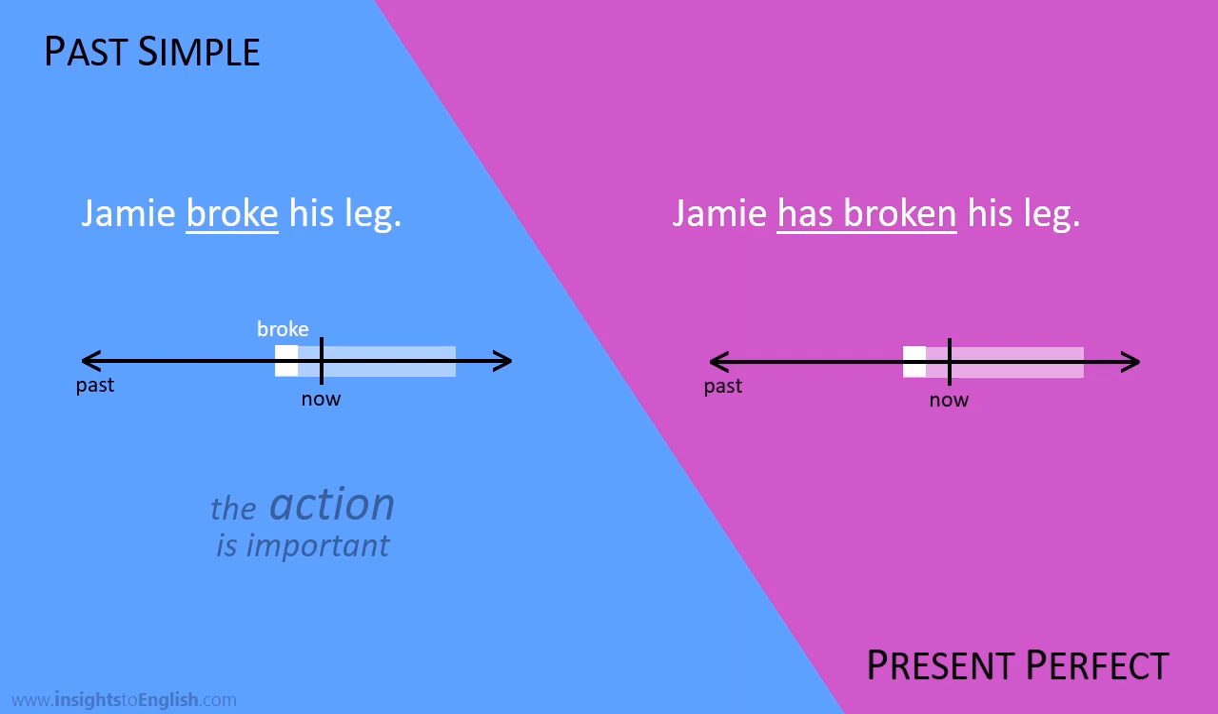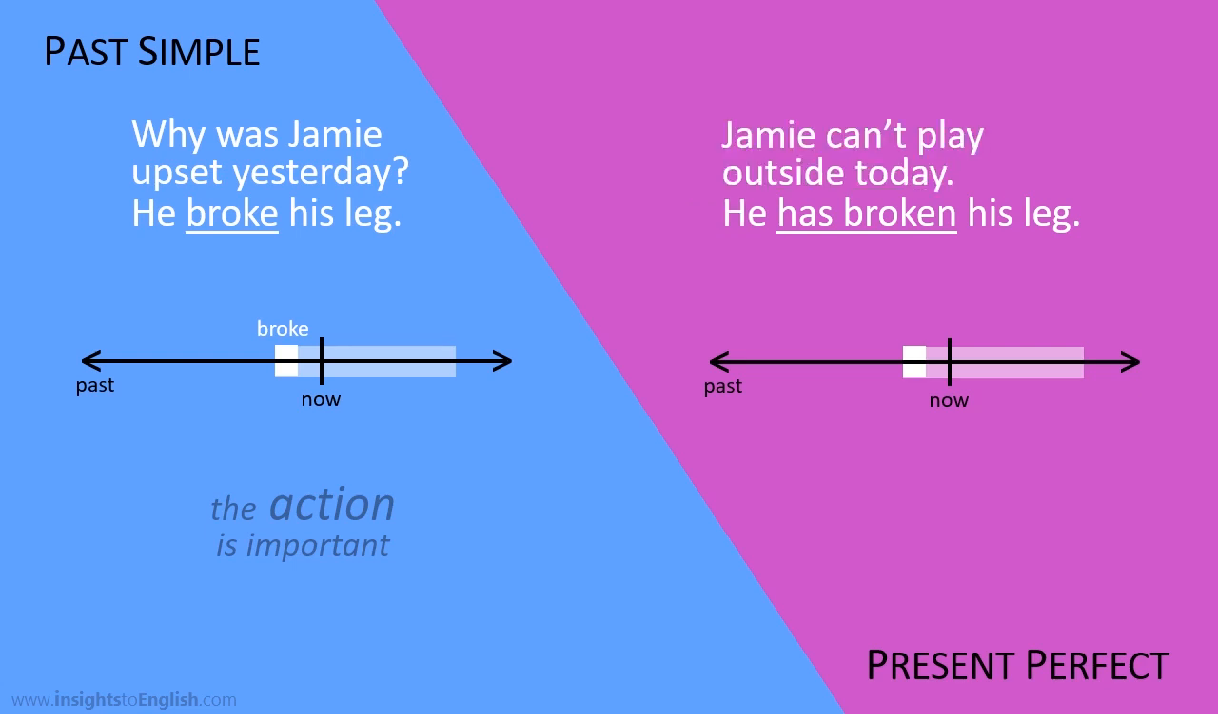Right. Maybe in this context, I ask, why was Jamie upset yesterday? He was upset because he broke his leg. That must really hurt. Exactly. But maybe at the same time, his father tells Jamie's friends, Jamie can't play outside today. He's broken his leg. But he's not still breaking his leg.